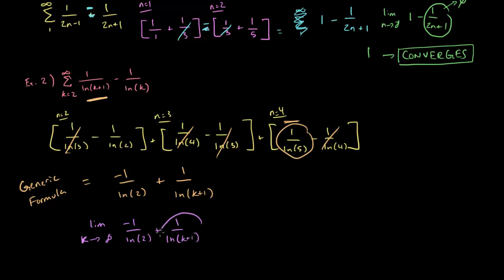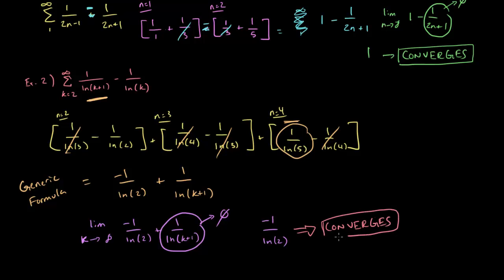And once again, the denominator is going to go to infinity, so that's going to be 0. And you're going to be left with negative 1 over ln of 2. And since that's a finite value, once again, this series converges. And that's it for telescoping series and partial sums.